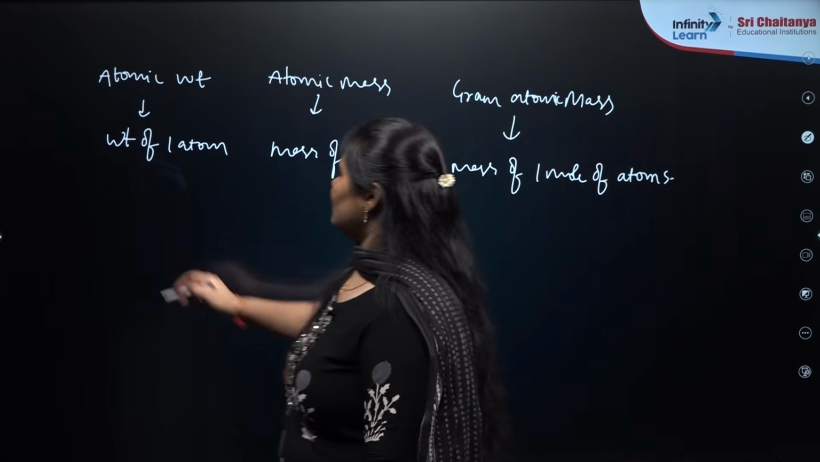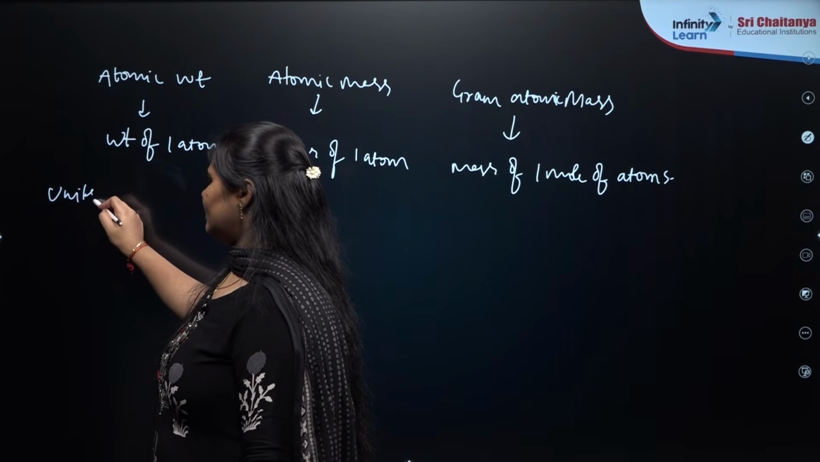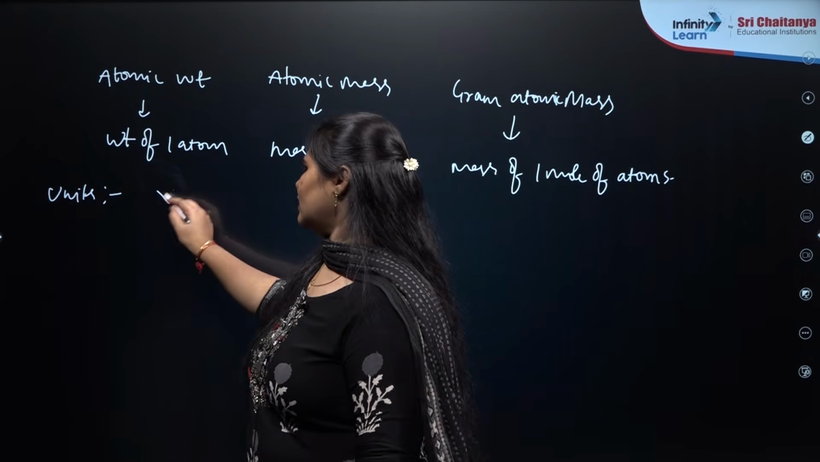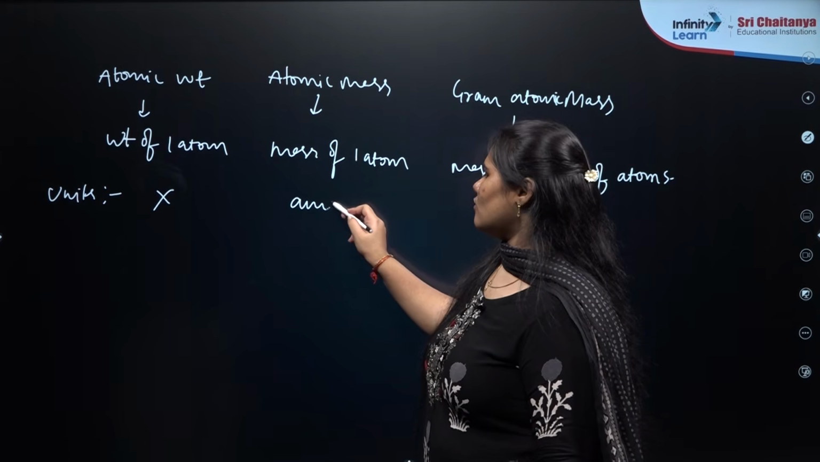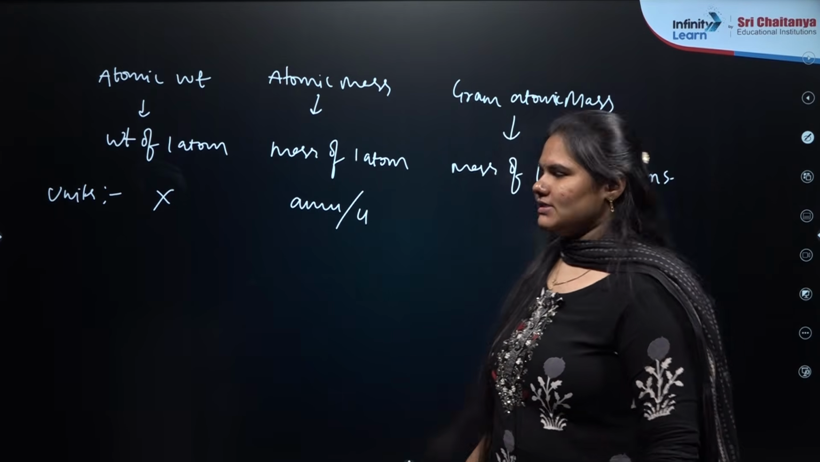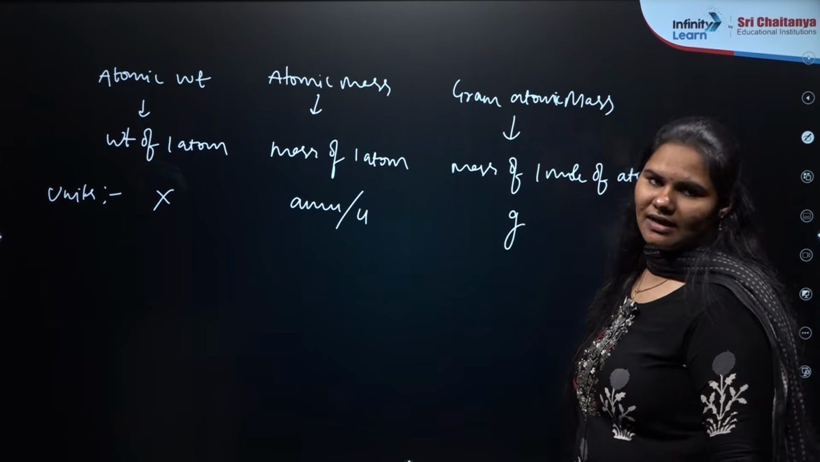Next, units. Units is the second difference. Atomic weight does not have any units. Atomic mass has units AMU or u. What is AMU? Atomic mass unit. And gram atomic mass has units grams.